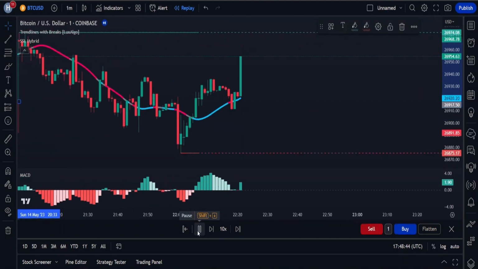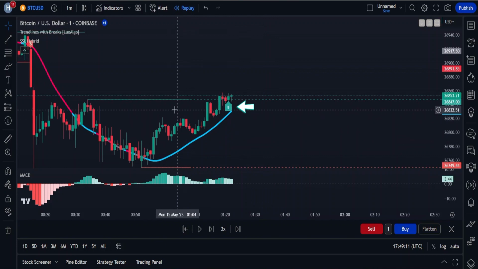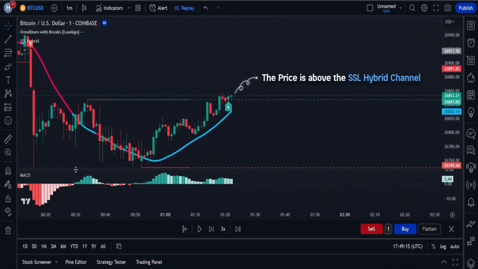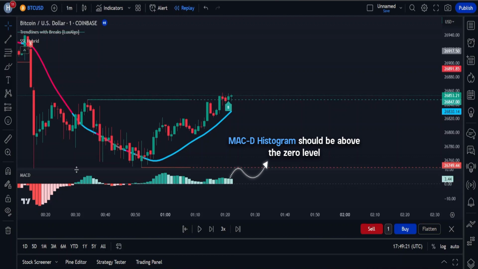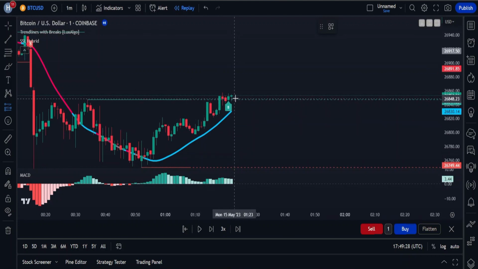Now let's see if we can find another buy trade. Here we can see again, we got a bullish breakout signal. And we know the signal is valid because the price is above the SSL hybrid channel and the line is blue in color. So for final confirmation, we will see if the MACD histogram is above the 0 level. And as we see, all the conditions are fulfilled. So we can open a buy position here.